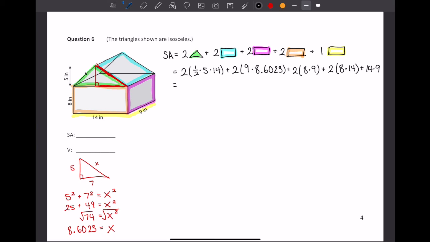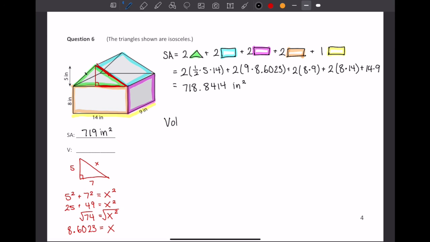Once we have that formula written out, that's the hard part. Now we can just take that and plug it into the calculator to find that the surface area is 718.8414 inches squared. Rounded to 3 significant figures, that gets us 719 inches squared.